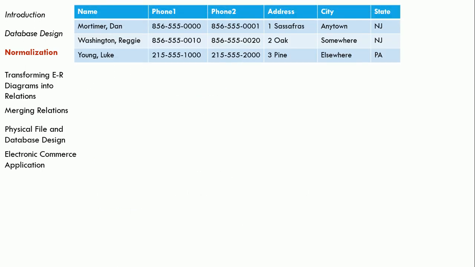So let's say this is our table, right? We have a table of students in a class, for example. So here are 3 students. Now notice that these students have 2 phone numbers, right? So this would be non-normalized. This is a non-normalized data table.